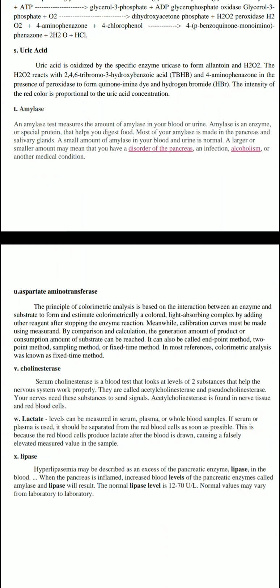Hyperlipasemia may be described as an excess of the pancreatic enzyme lipase in the blood. When the pancreas is inflamed, increased blood levels of the pancreatic enzymes called amylase and lipase will result. The normal lipase level is 12 to 70 U/L. Normal values may vary from laboratory to laboratory.